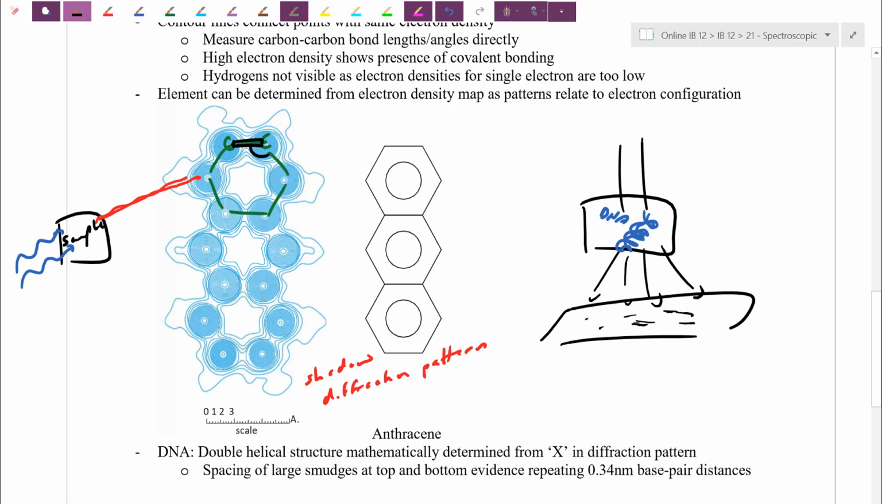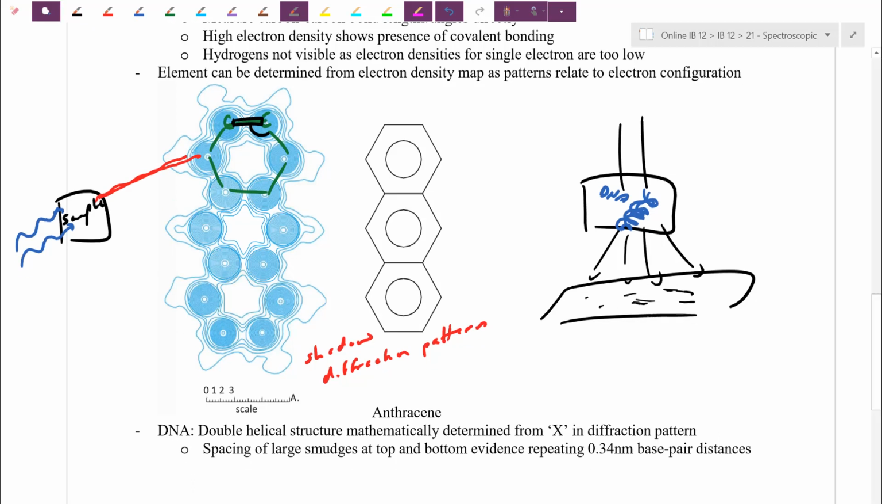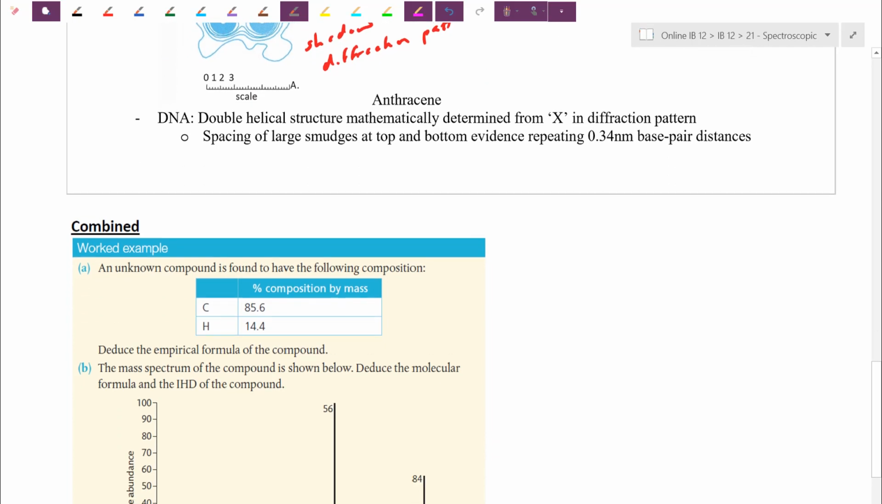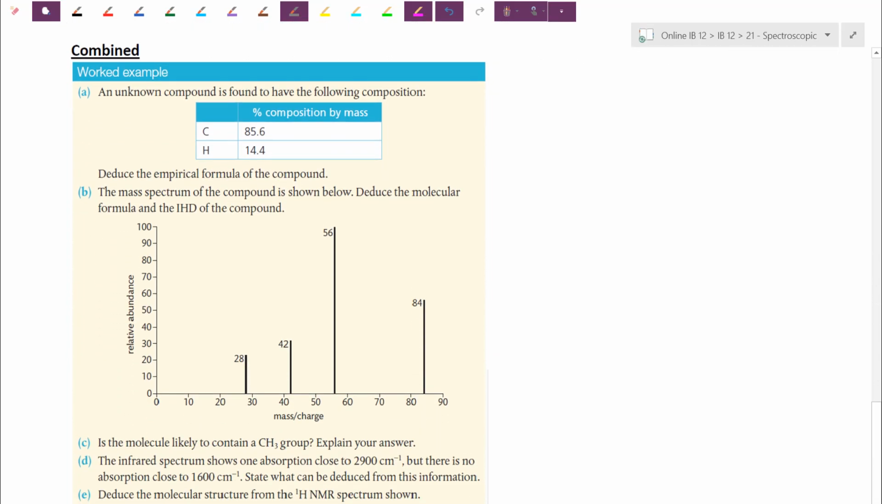Again, you don't need to know that technique in detail. You just need to know X-ray crystallography is one way that they determine bond length as well as bond angle. Okay. So let me just give you a quick summary over some of these spectroscopic techniques, and then we're going to do one combined question, definitely more practice questions for you under the resources section.